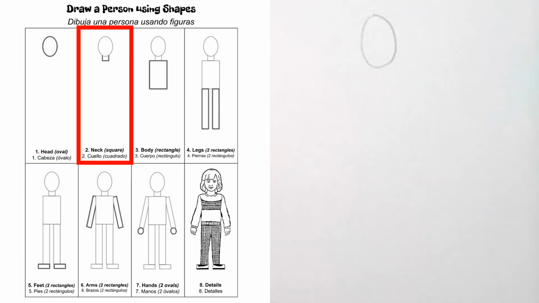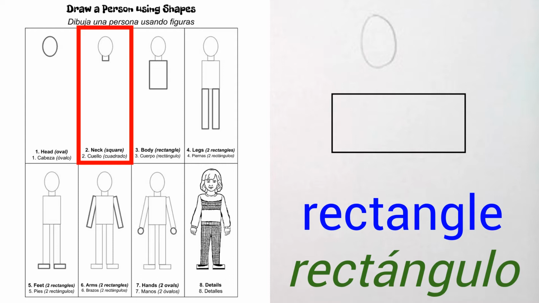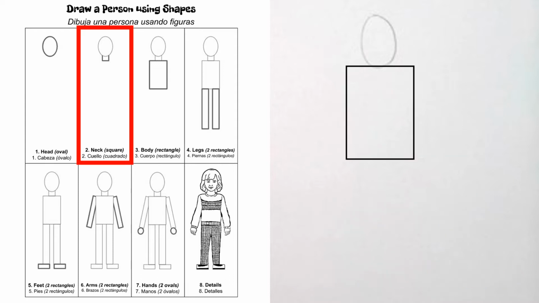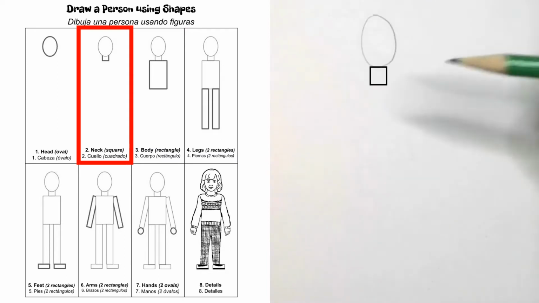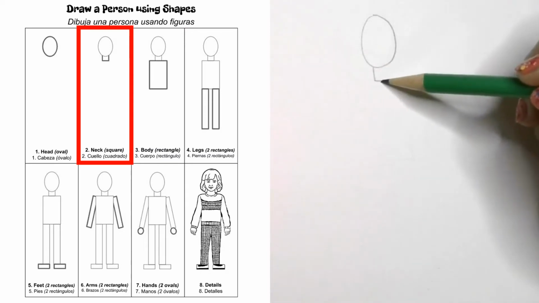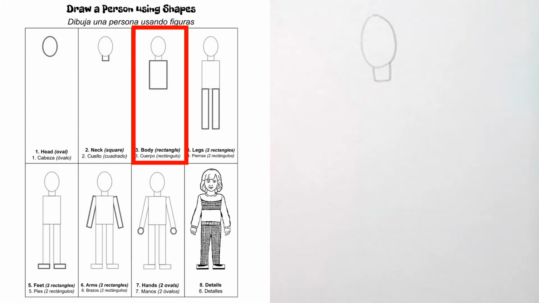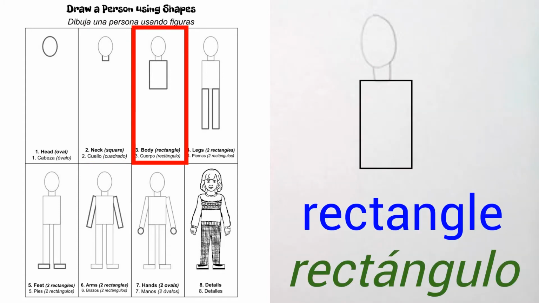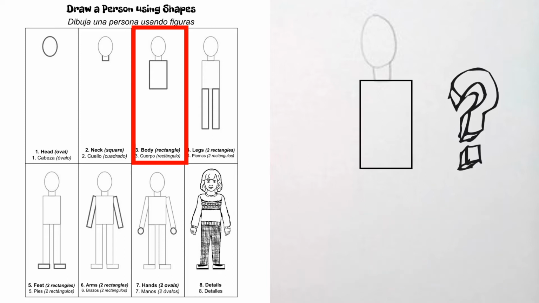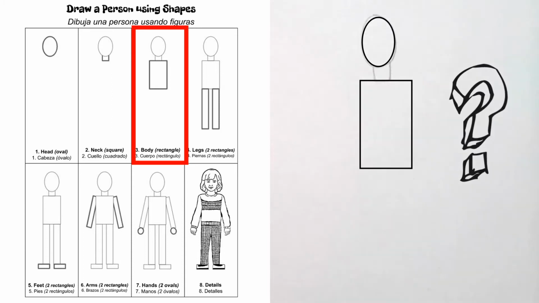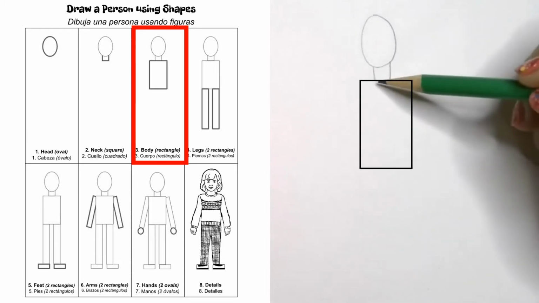Next, we need to draw the neck, el cuello. What shape is the neck? Yep, it's a rectangle. Is it grande o pequeño? Sí, es pequeño. Step 3 is to draw the body, el cuerpo. The body es un rectángulo. Which is bigger, your body or your head? Sí, tu cuerpo is much bigger.